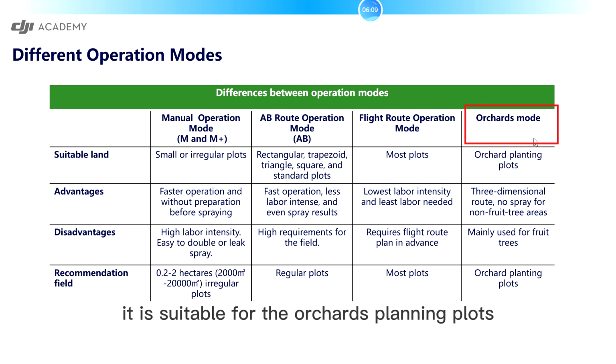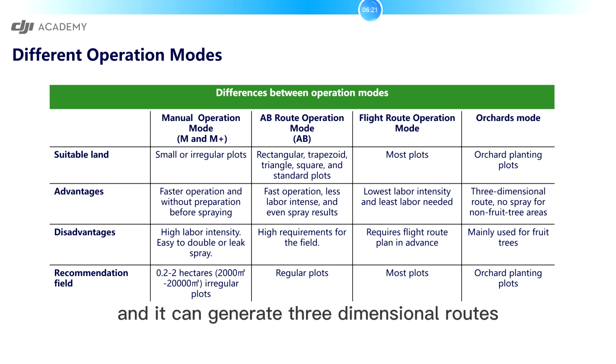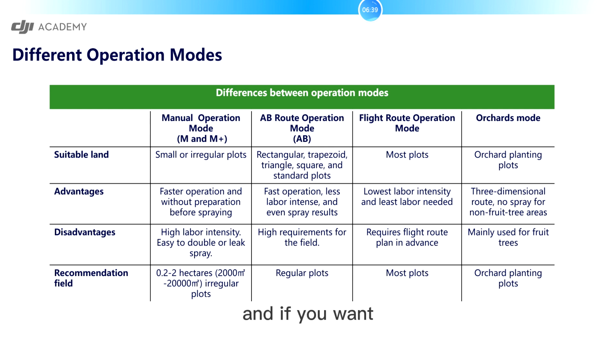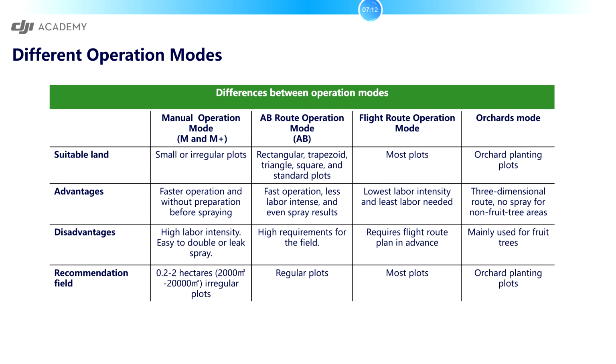Okay, the last one is orchard mode, but it's important. It is suitable for the orchard planning plots, which means the fruit trees, something like that. And it can generate 3-dimensional routes. And if you want, it will only spray on top of the trees rather than the no fruit tree areas, for example, the gap between the trees. So this kind of operation mode is mainly used for fruit trees. So this is the comparison between them.